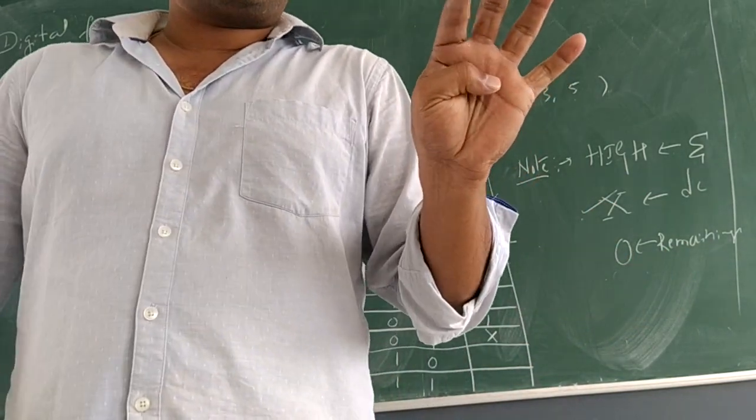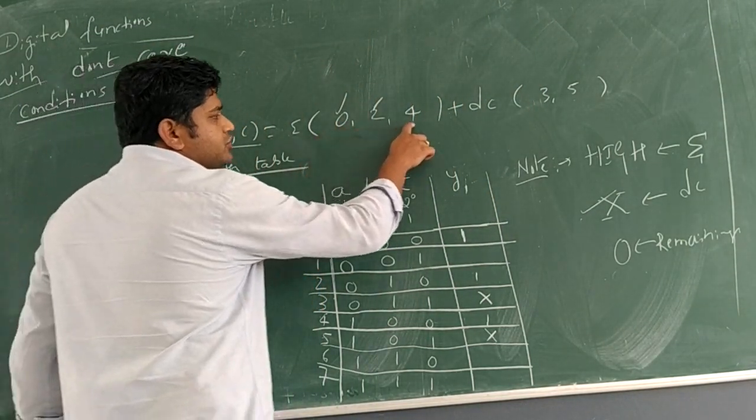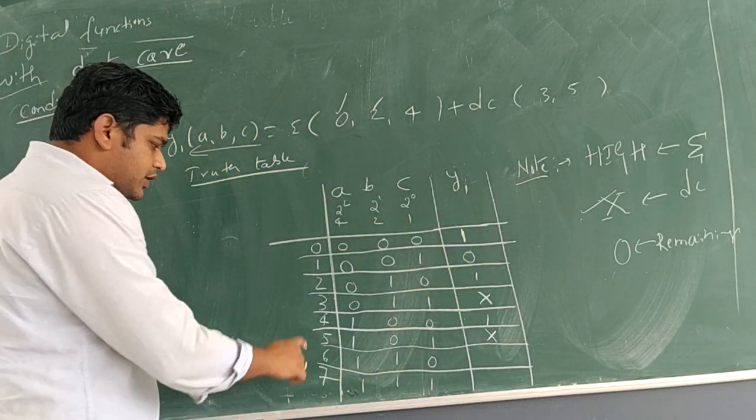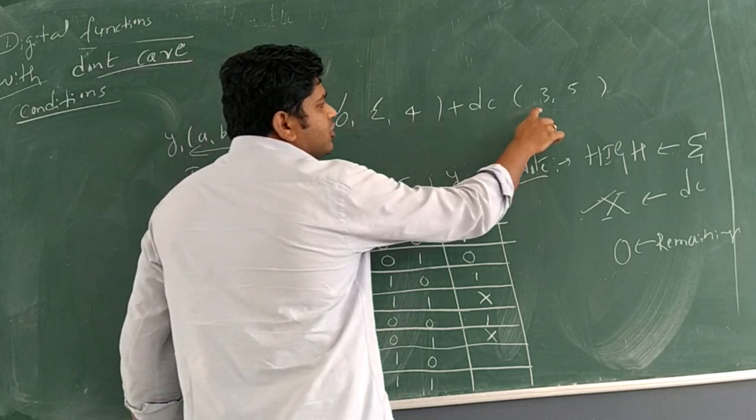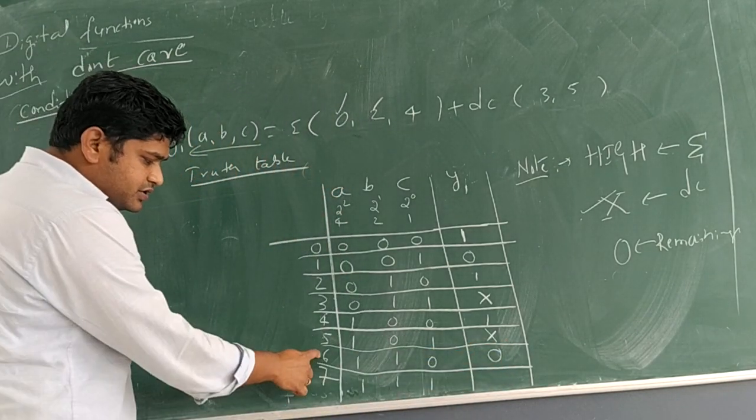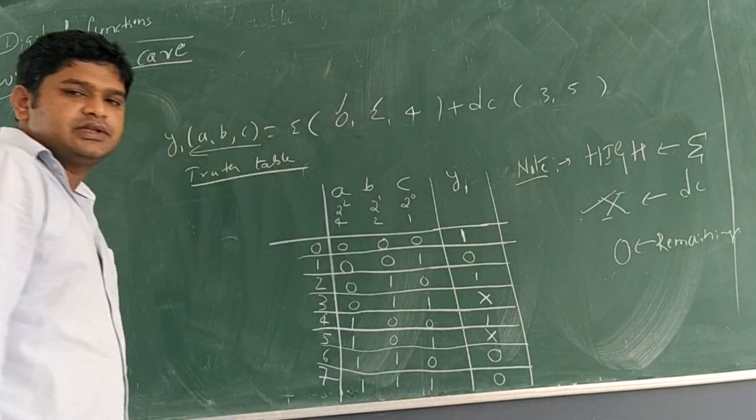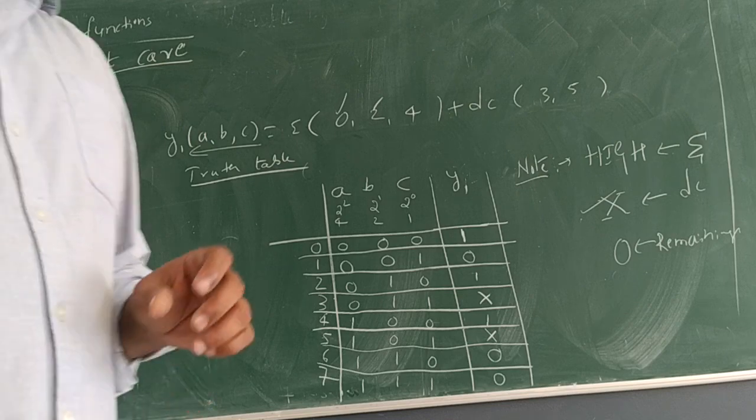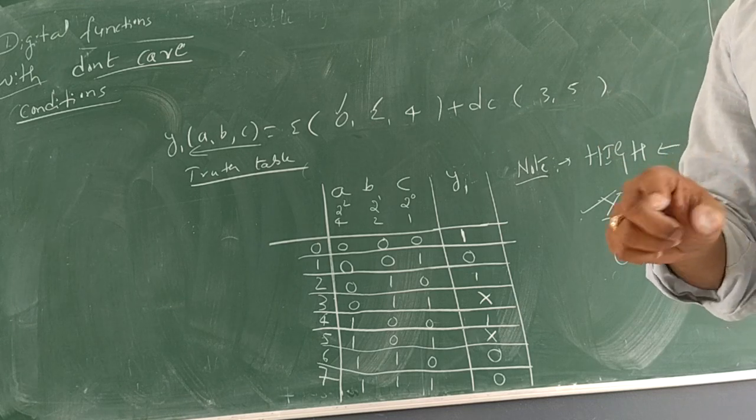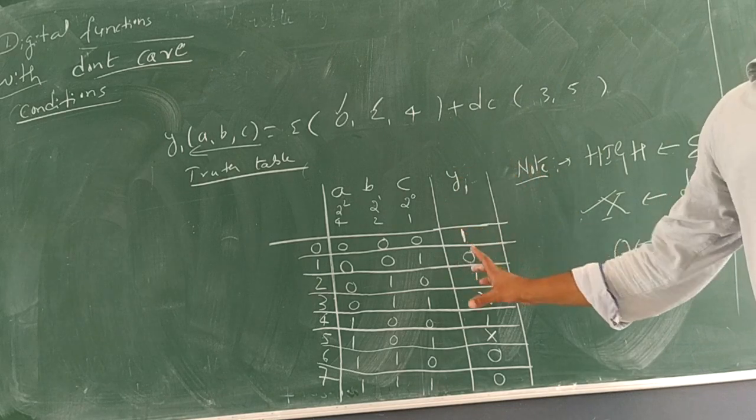So now, what do you mean by remaining? Not given in summation, not given in DC. So what is not given in summation and DC? Is 1 present? No. Hence, that will be given with 0. So next, how about 6? 6 is not present, so that will be filled with 0. Next, 7. 7 is not present in both the sets, hence that will be filled with 0. One important point in the notes I have shared: this part is a little blurred, so please refer to this concept.